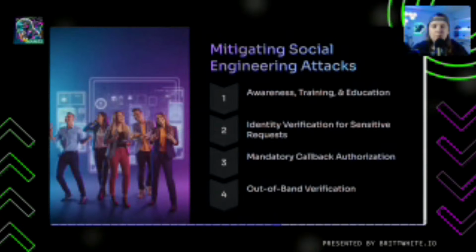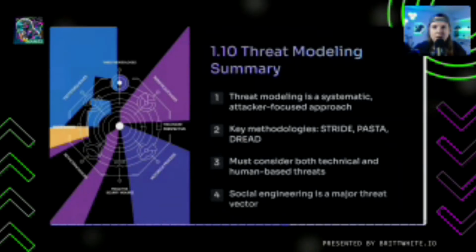So exam objective 1.10 is all about threat modeling, which is a systematic, attacker-focused way of thinking to proactively identify, enumerate, and prioritize threats. STRIDE, PASTA, and DREAD are valuable methodologies for threat modeling and severity ranking. We can't forget that social engineering is a major threat vector exploiting human psychology, mitigated primarily through awareness, training, education, and procedural controls. Threat modeling should consider both technical and human-based threats.